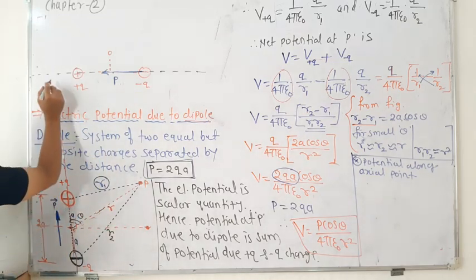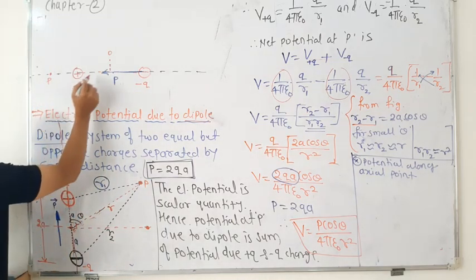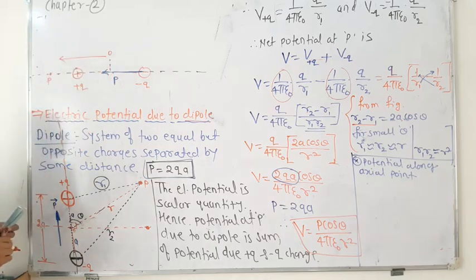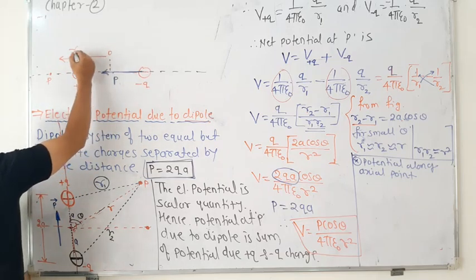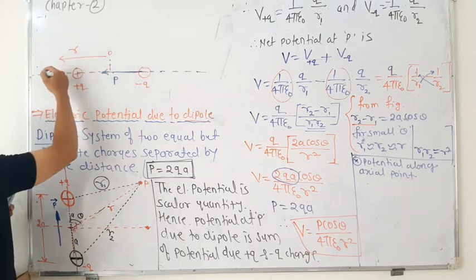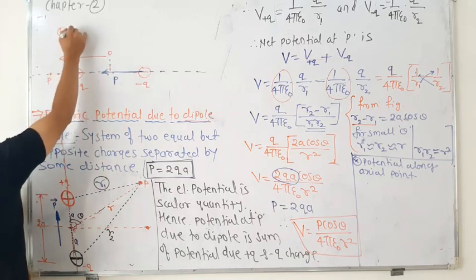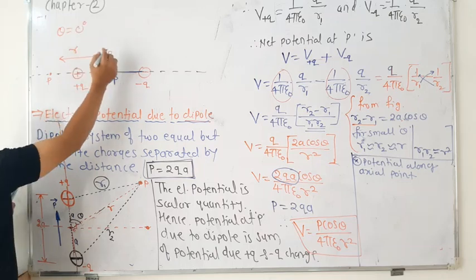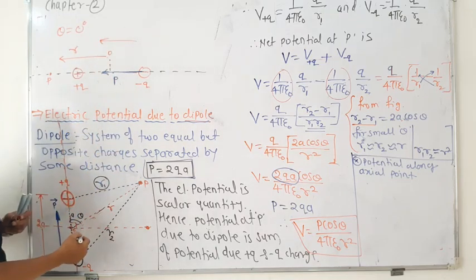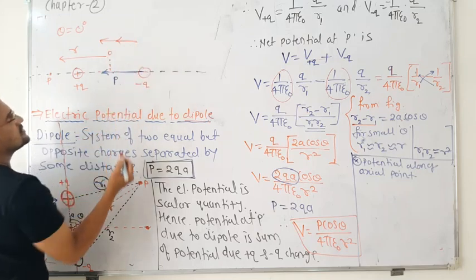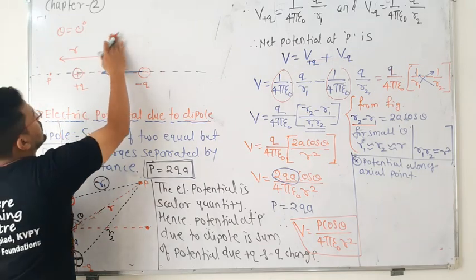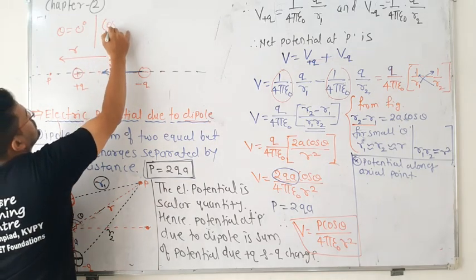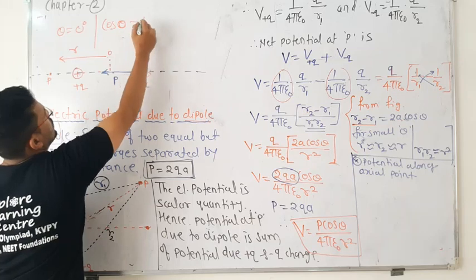Suppose that point P is located somewhere here. You are measuring this side, that is nothing but R itself. So P is also in this direction and this position vector R is also in the same direction. Both are in the same direction, hence theta becomes 0 degrees, because the dipole moment and R are in the same direction. So the angle between the two vectors is 0, and cos of 0 is equal to plus 1.